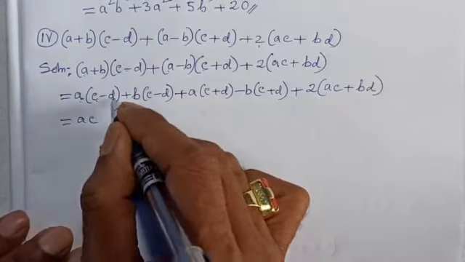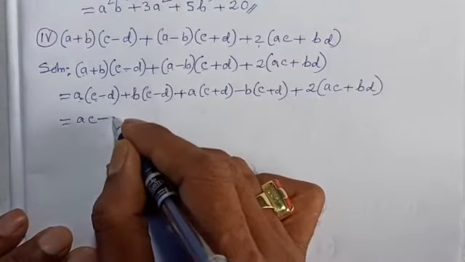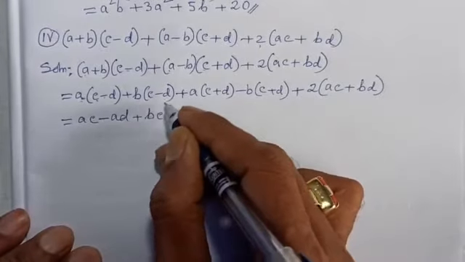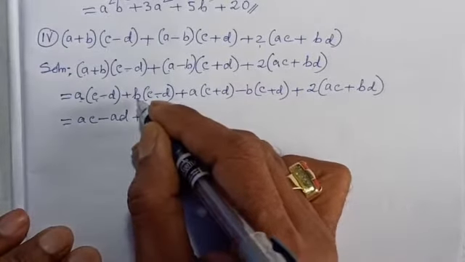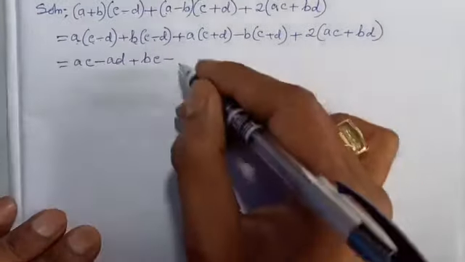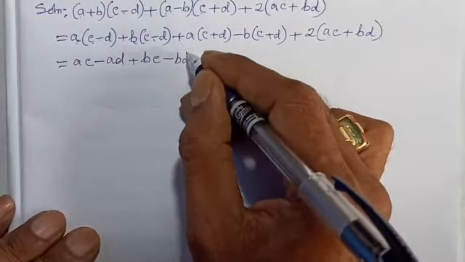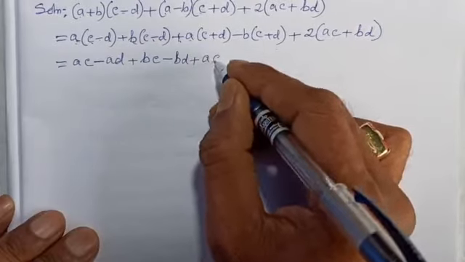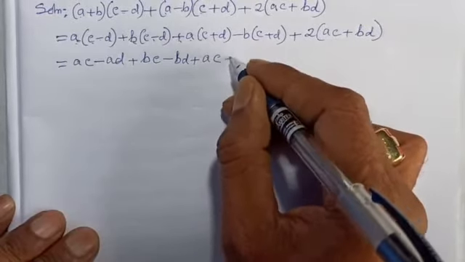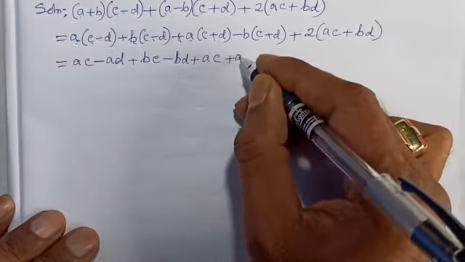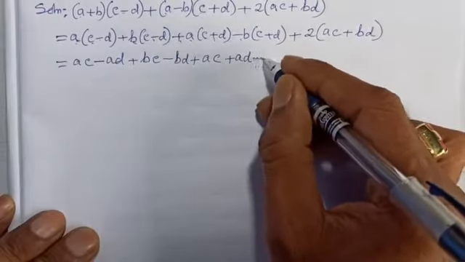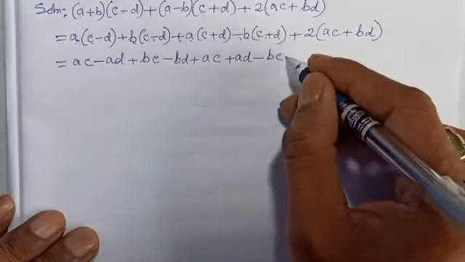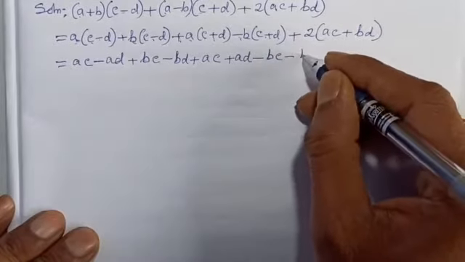Then next steps. A multiply c, that is ac. A multiply d, minus sign here, then ad. B multiply c, that is bc. Then this sign, minus sign. B multiply d, that is bd. Then plus sign. A multiply c, that is ac. Then this sign, plus sign. A multiply d, that is ad, minus sign. B multiply c, that is bc. Minus into plus is minus. B into d is bd.